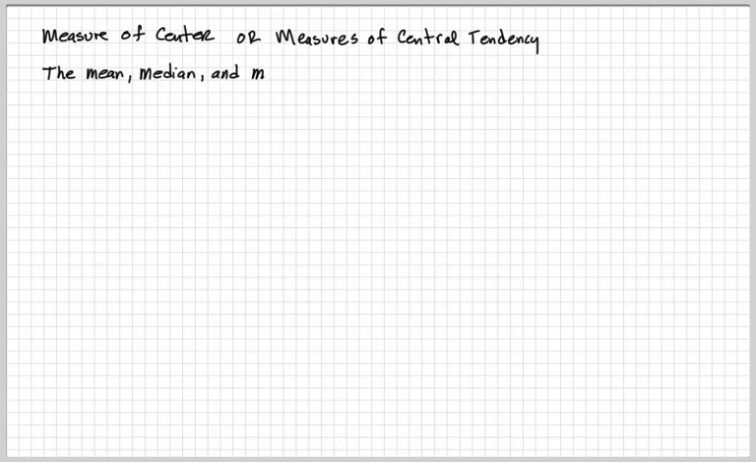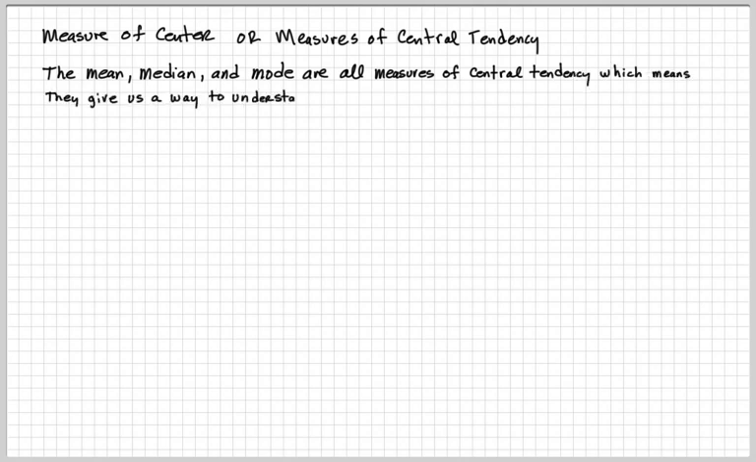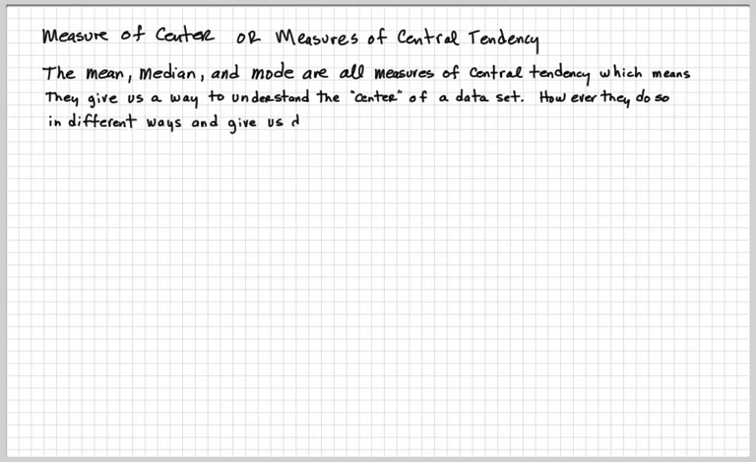In this video, we're going to talk about the measure of center, or measures of central tendency. Now, when you get a quiz or a test or do your homework and it says, find the measure of center or find the measures of central tendency, what they really are telling you is to find the mean, median, mode. Now, the mean, median, mode are all measures of central tendency, which means they give us a way to understand the center of the data, because this is the area that we're interested in, statistics.